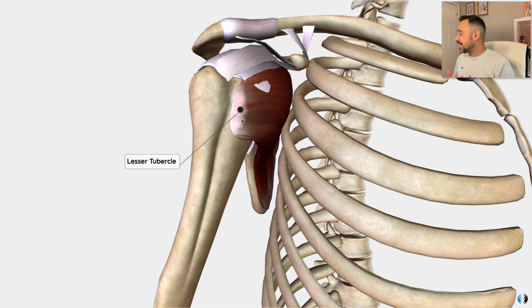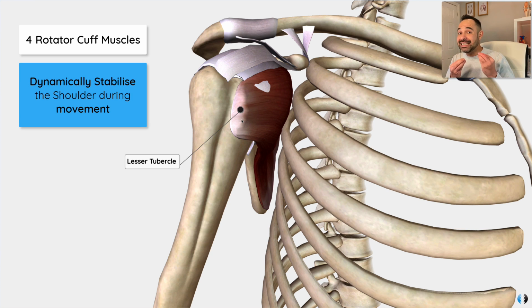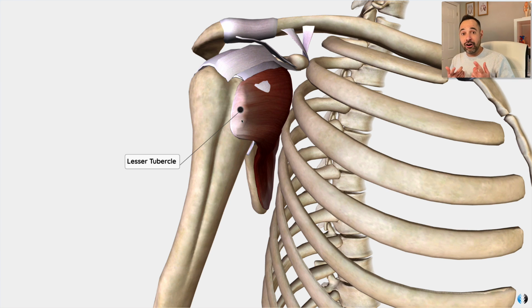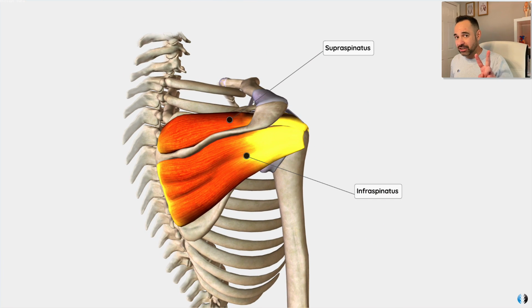Now, ultimately, whilst they have those independent roles, together these muscles work to dynamically stabilize the shoulder during movement. And that's really important for our baseball players. That's because the supraspinatus and the infraspinatus are the 2 key muscles that the researchers focus on in their article, the ones that are more likely to be torn in these baseball players.